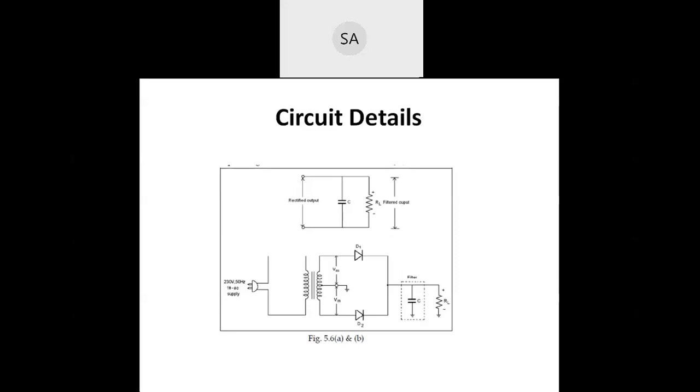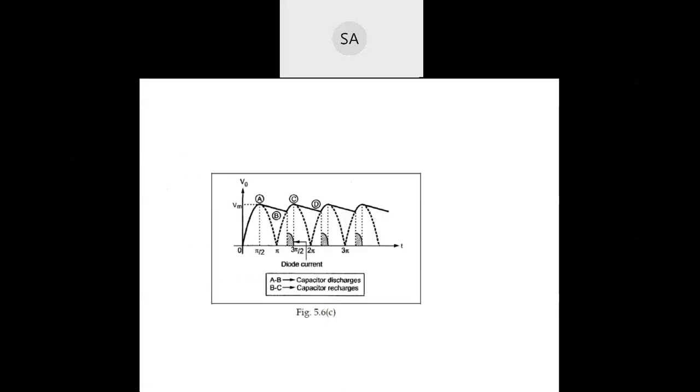So again the capacitor will discharge. This process is repeated continuously, which removes the ripples, and it produces an output across the load that is almost a constant DC value.